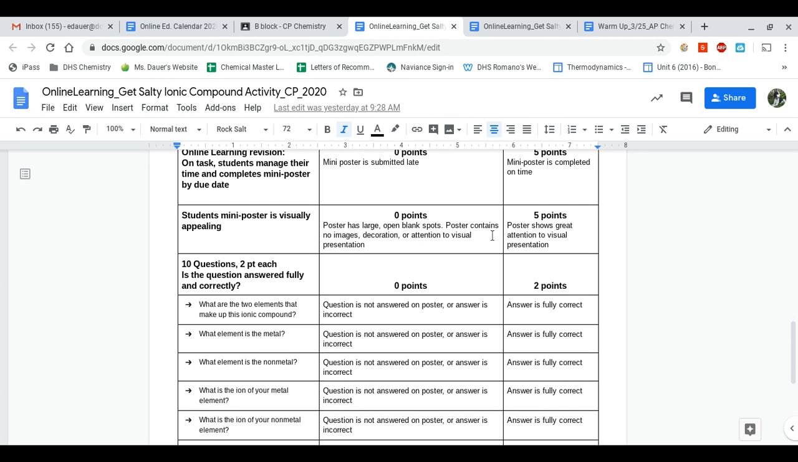Visually appealing. Now I know this might be tough for some people. I don't need these to be fabulous, amazing, artistic Mona Lisa masterpieces. But if you need a distraction, if you like to color, if you like drawing, feel free, go have a little fun with this. I know some of you may not have the best markers and stuff at your house, so I'm opening this up to 2 options.